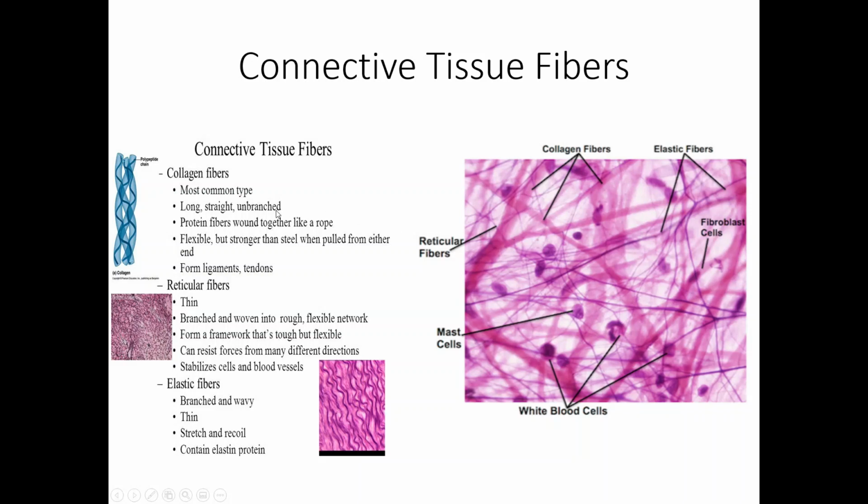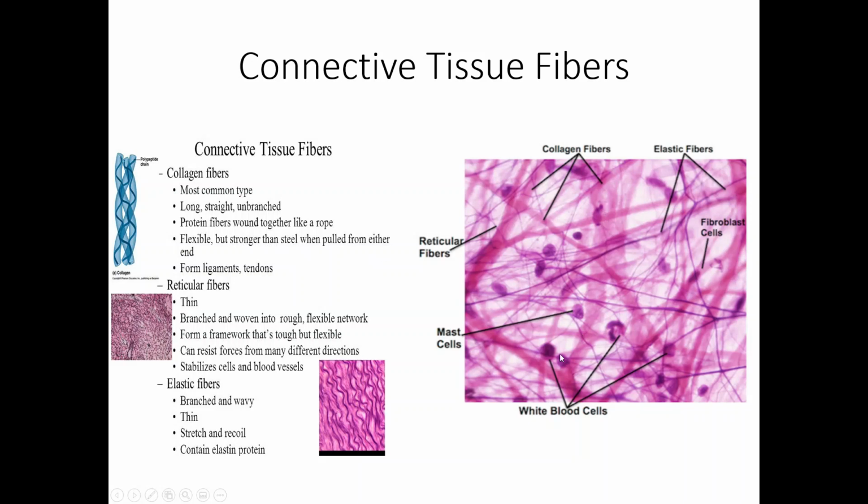These protein fibers, in this little cartoon image over here, each collagen fiber is technically 3 different fibers wound together like a rope. And so that's why these are so thick. It's actually 3 different pieces put together. These are flexible, but stronger than steel when pulled from either end. And so that's pretty good. And these form your ligaments and your tendons.